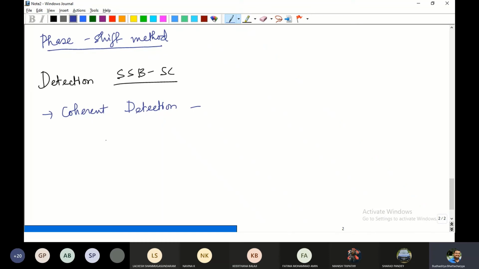So what should the coherent technique be like? If you have an SSB-SC input, this will be a product modulator.